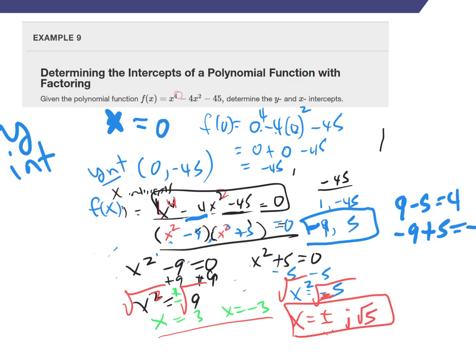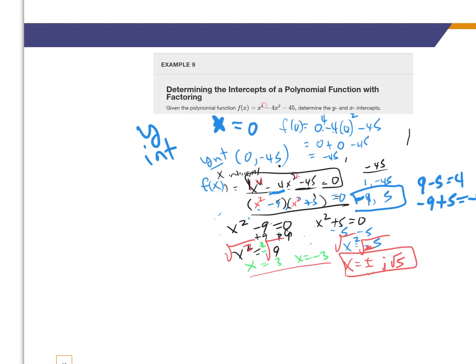Oh, I wrote something wrong. No, I didn't. Negative 45 is how far down it goes. That goes down far. If I was to try to graph this thing, I don't know if they graphed it or not, but holy cow. They had to go all the way down to negative 45 to put a y-intercept. And then one of the x-intercepts is a 3, 1, 2, 3. The other is a negative 3, 1, 2, 3 that way.